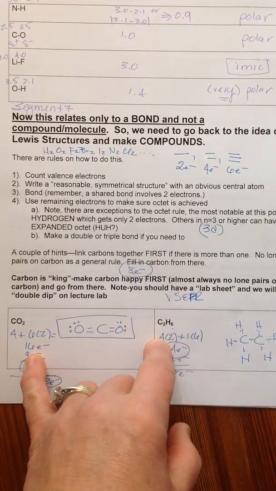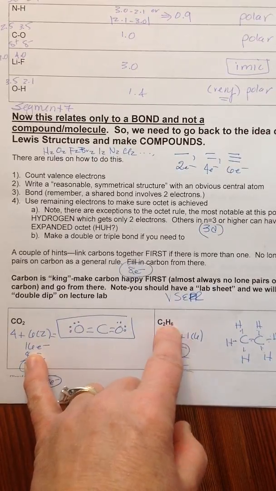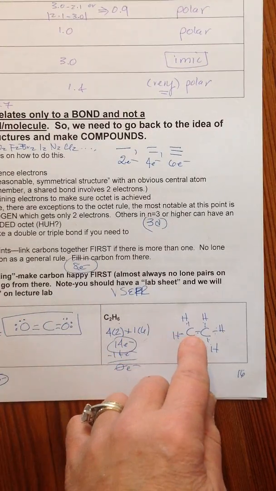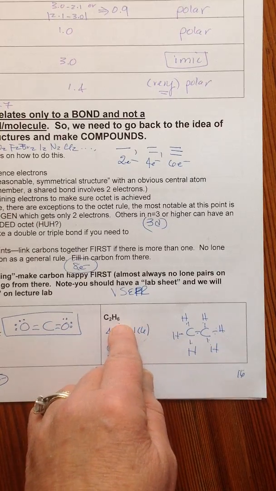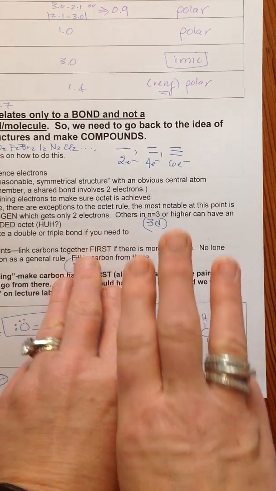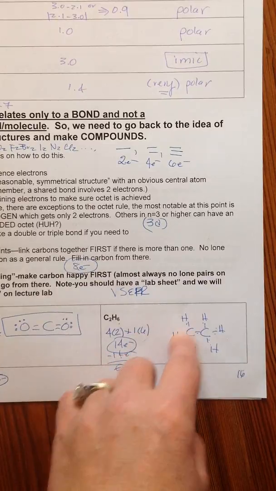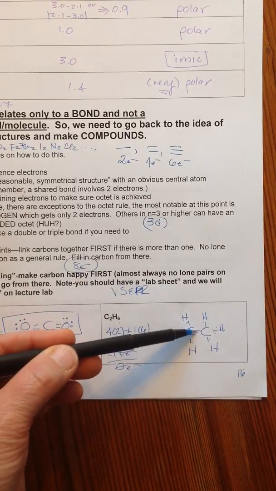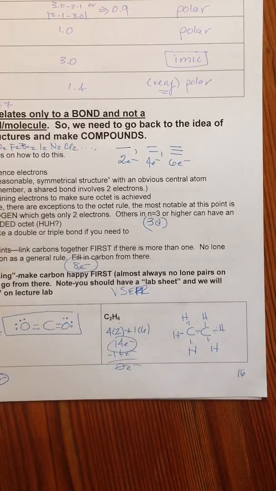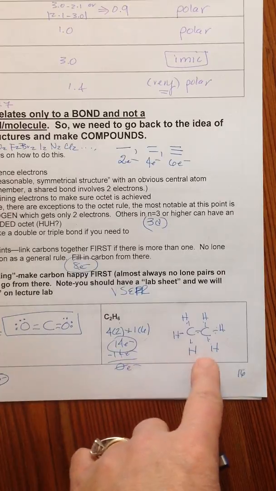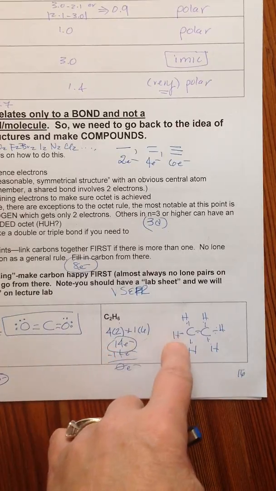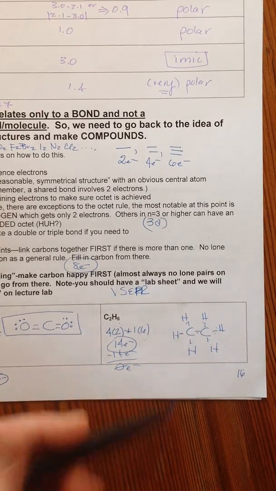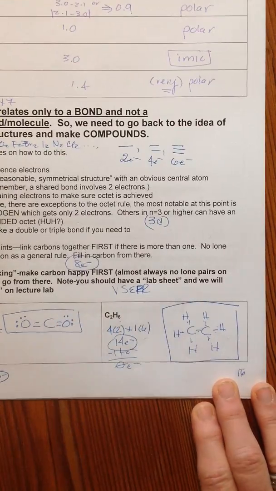C2H6: carbon is in group 4 and there are 2 of them. Hydrogen is in group 1 and there are 6 of them. 8 plus 6 is 14. Start with carbon by linking them together. With 6 hydrogens, the smart thing to do is divide them 3 and 3. Put 3 on this carbon, 3 on that carbon. Make sure carbon has 8. 2, 4, 6, 8. 2, 4, 6, 8. Now count up all your bonding electrons and subtract from 14. 2, 4, 6, 8, 10, 12, 14. Poof. No electrons left. Everybody's happy. This is your Lewis structure.